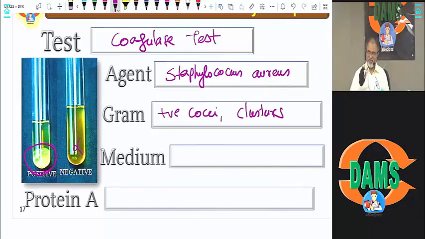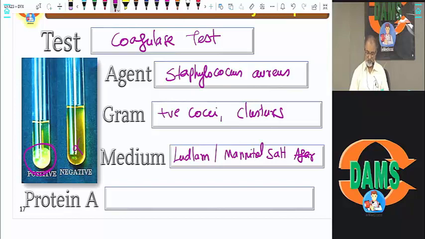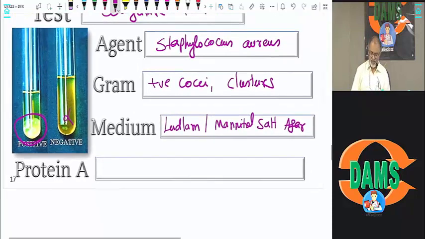What is the selective medium for Staphylococcus? If you know these 5 points, all key points about Staphylococcus are over. There is a medium called Ludlam medium, mannitol salt agar. Ludlam medium or mannitol salt agar. Very good. It has a virulence factor called protein A. What is the function of protein A? It attaches to the Fc portion of immunoglobulin.